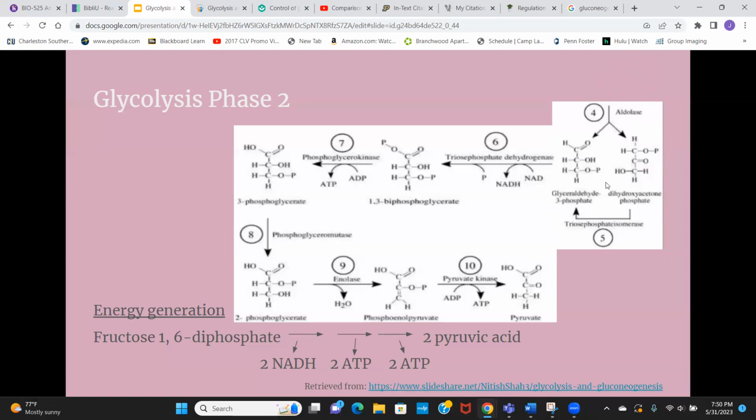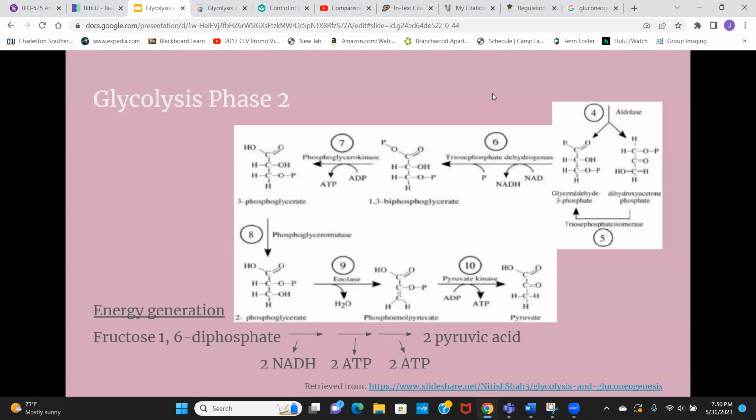So since we've got 2 sugars here, what do you think is going to happen? Well, this glyceraldehyde 3-phosphate is going to start coming through this process, and it's going to produce what? 2 ATP. Well, we've got dihydroxyacetone phosphate over here. It's going to also get converted into this, and it's got to go through this process as well.